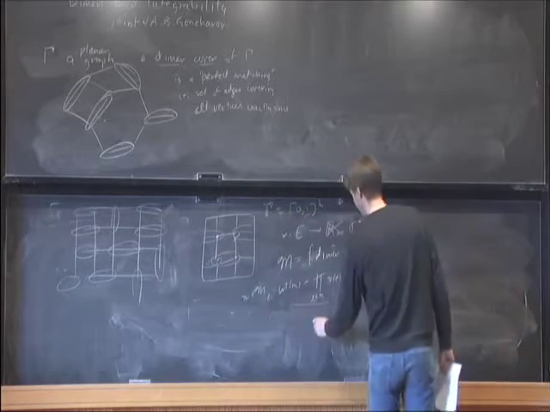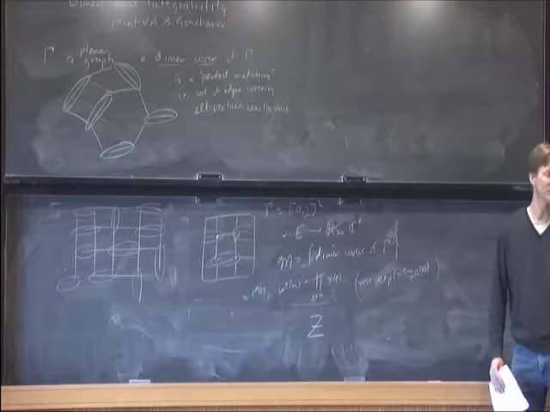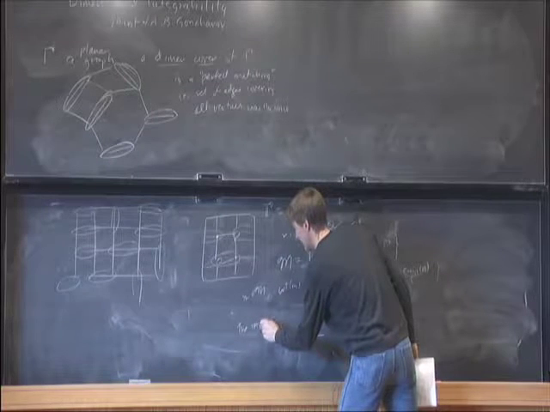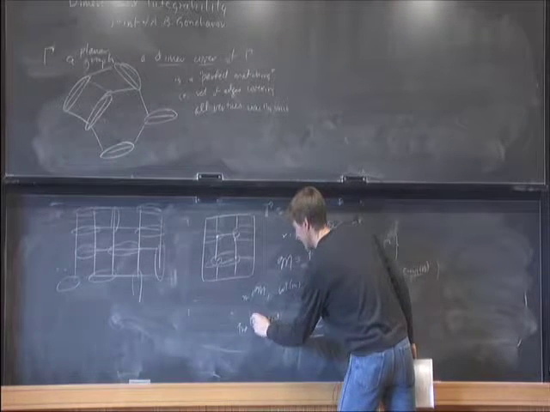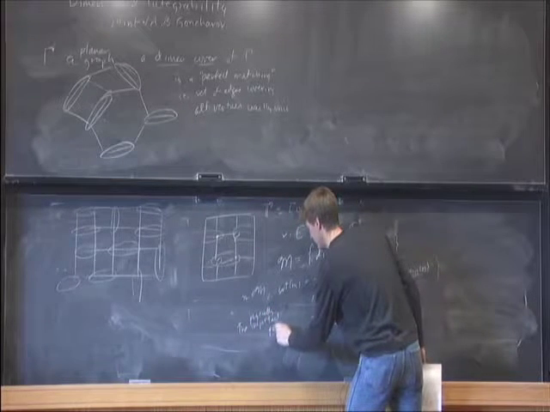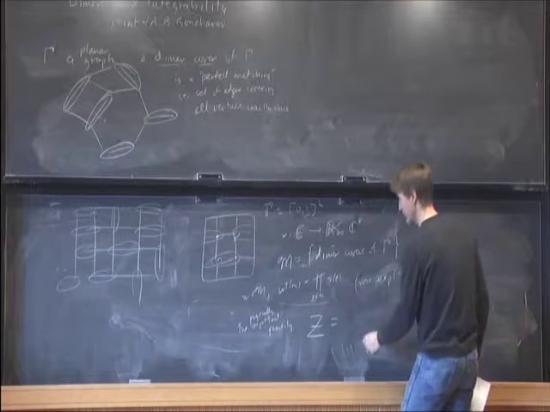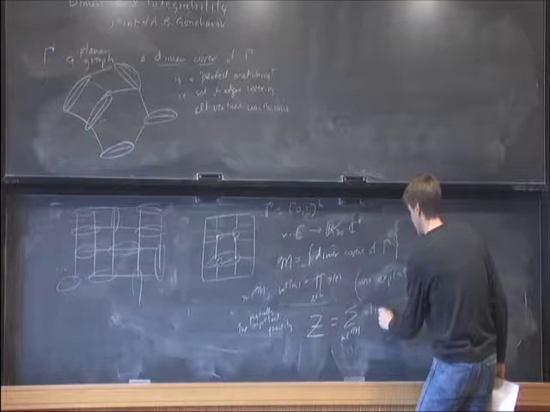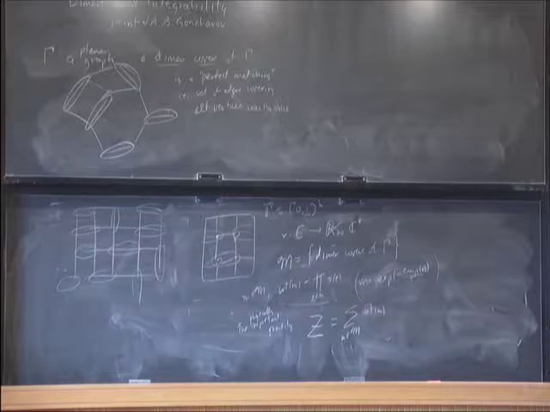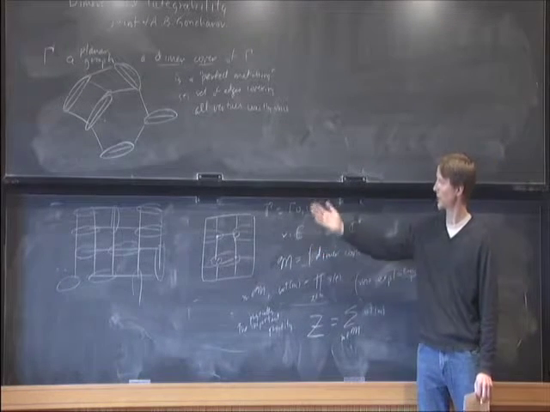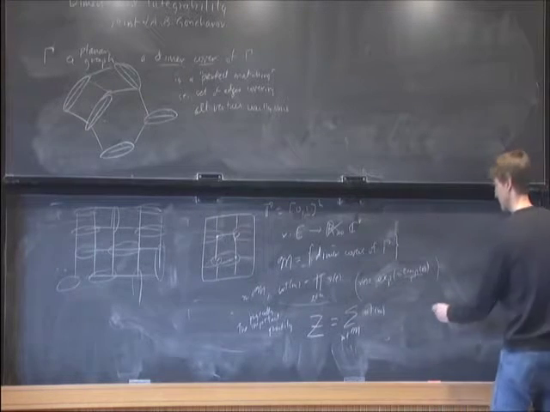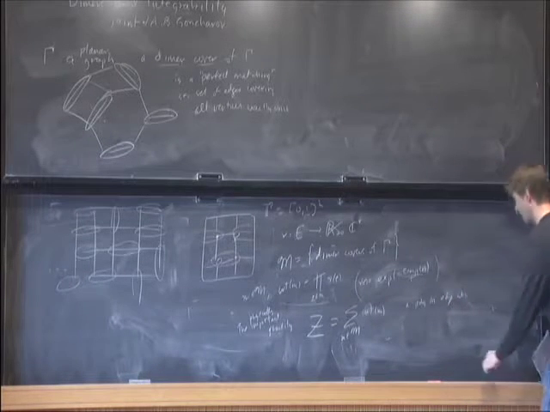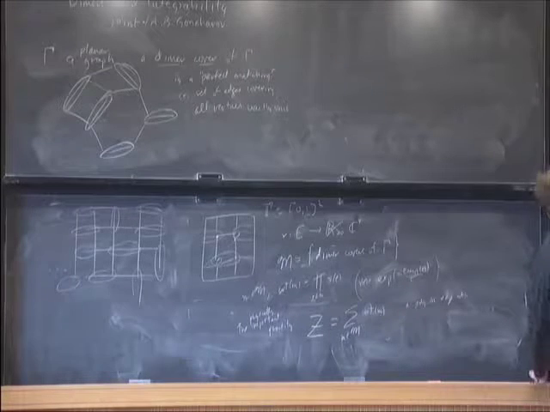And the physically important quantity is the partition function, which is the sum over all dimer covers of the weight. If you want, it's just a polynomial. It's a certain polynomial in the edge weights. But it's just a number.